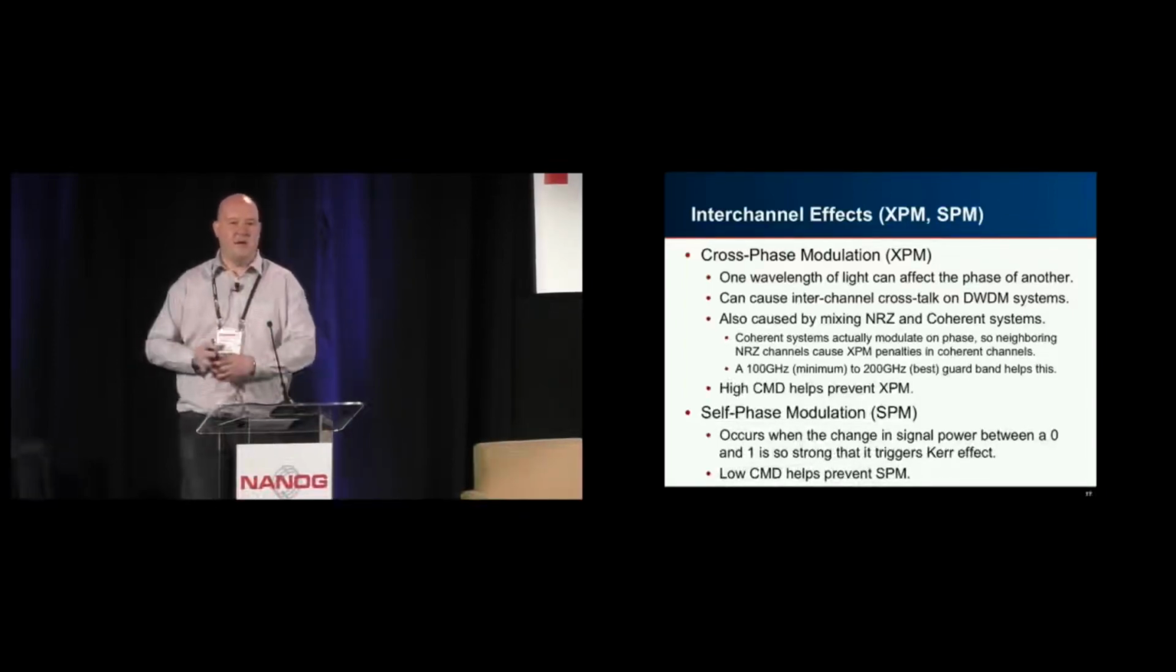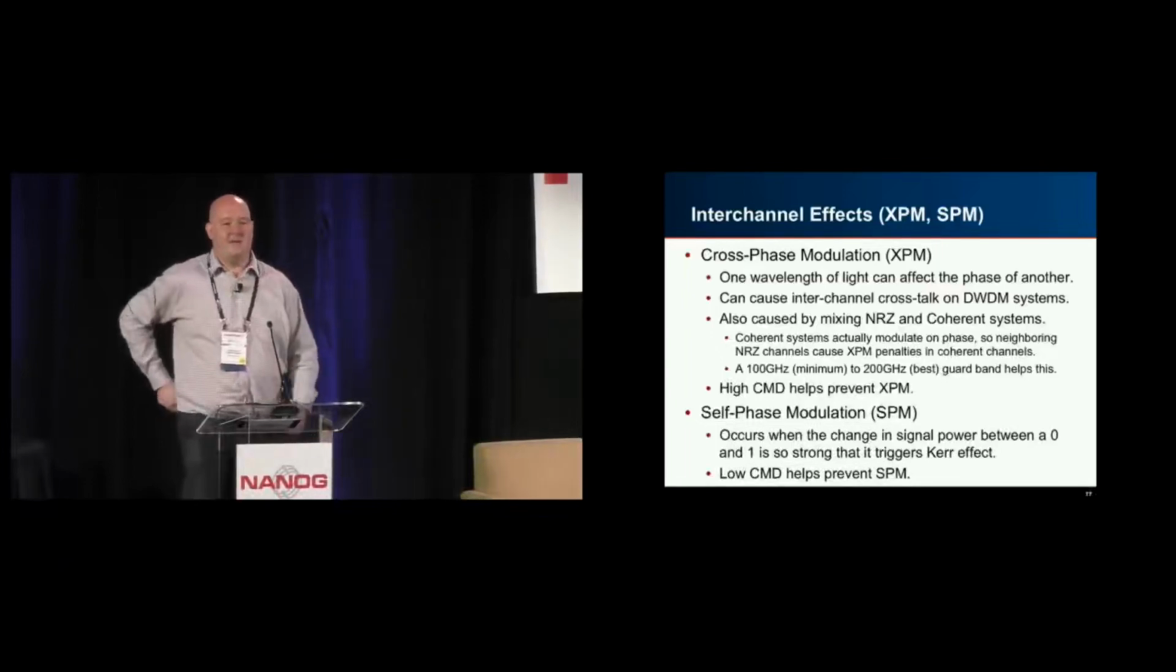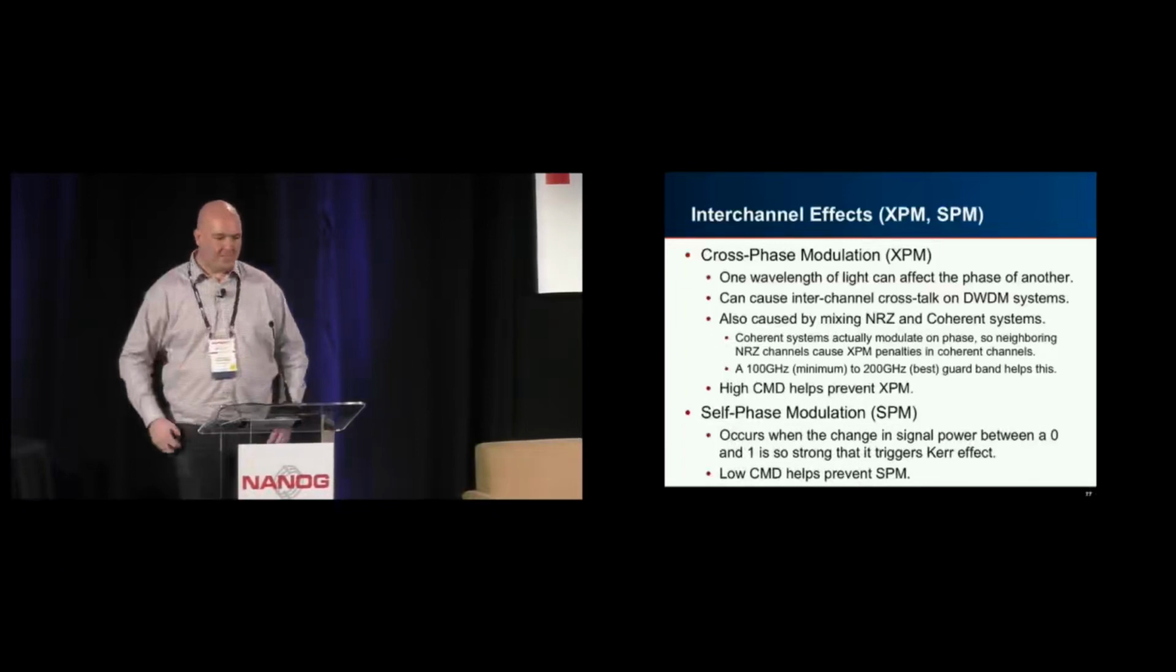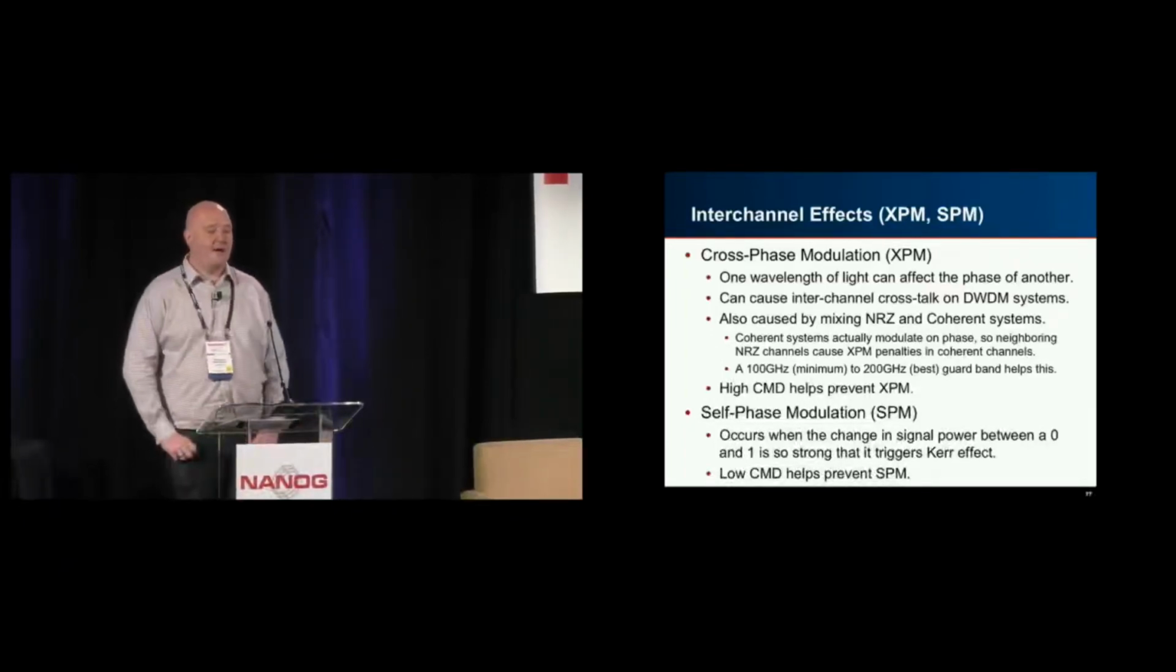It doesn't hurt the 10 gig signal at all, but having 10 gig signals on your fiber will cause impact to your 100 gig signals. And here, having a high chromatic dispersion actually helps prevent this.